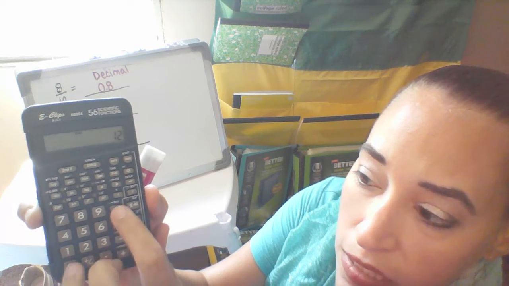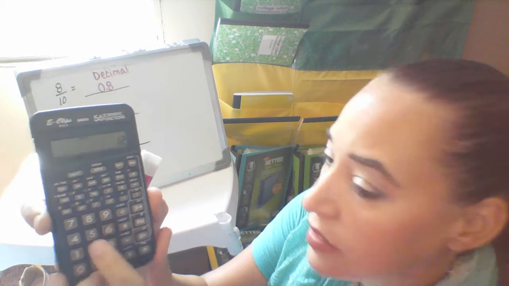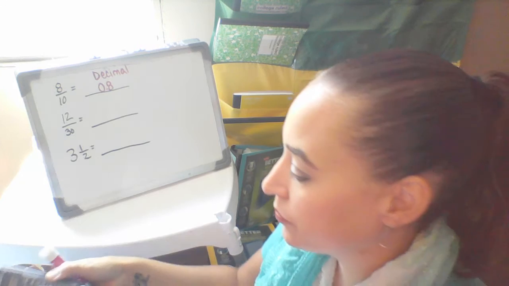So now we have 12 divided by 30, enter, is 0.4.